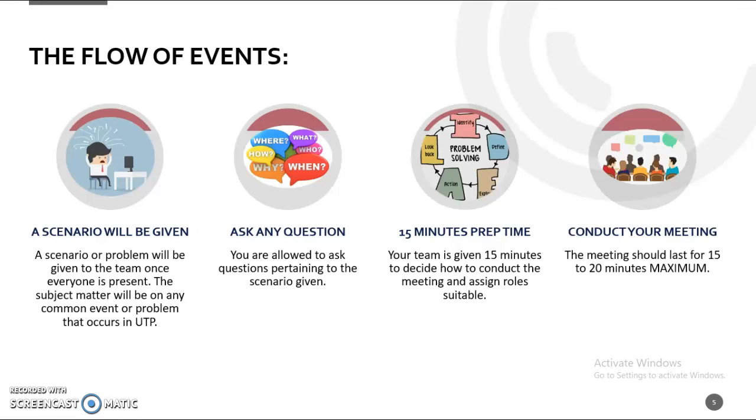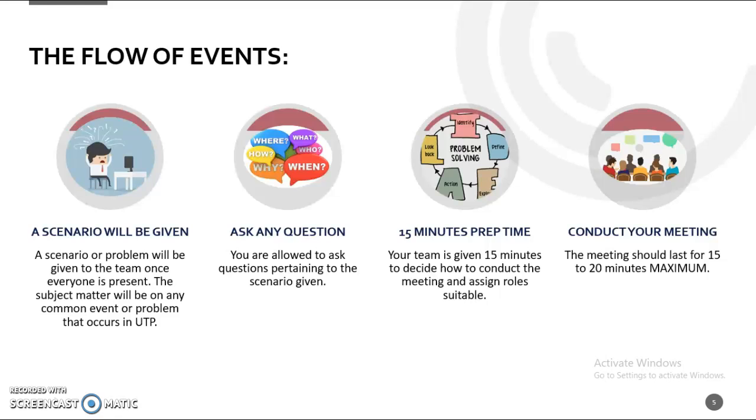So here is the flow of events, or basically these are the steps as to what will happen on that day. Firstly, a scenario will be given to the team once everyone is present. The subject matter or the topic will be on any common event or problem that occurs in UTP. So the subject matter is something that is familiar. Next, you can ask me any questions pertaining to the scenarios. If there are some words that you are unfamiliar with or you need some clarification, just go ahead and ask me.